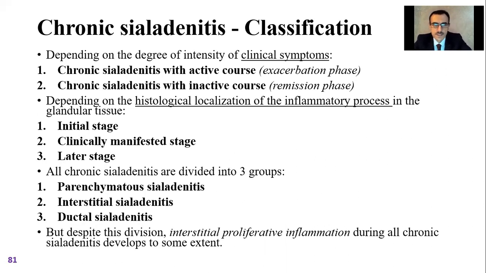Classification of chronic sialadenitis. Depending on the degree of intensity of clinical symptoms, there are two types of chronic sialadenitis: chronic sialadenitis with an active course and with an inactive course, for the exacerbation phase and remission phase. Depending on the histological localization of the inflammatory process in the glandular tissue, there are three stages: initial stage, clinically manifested stage, and later stage. All chronic sialadenitis are divided into three groups: parenchymatous sialadenitis, interstitial sialadenitis, and ductal sialadenitis. But despite this division, interstitial proliferative inflammation develops to some extent during all chronic sialadenitis.